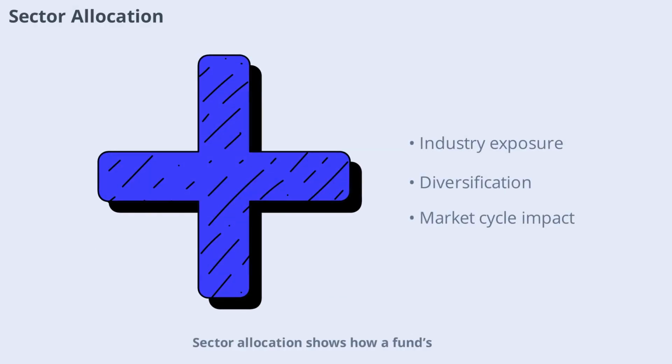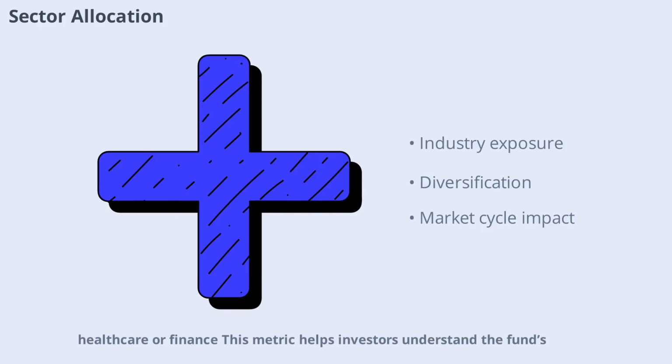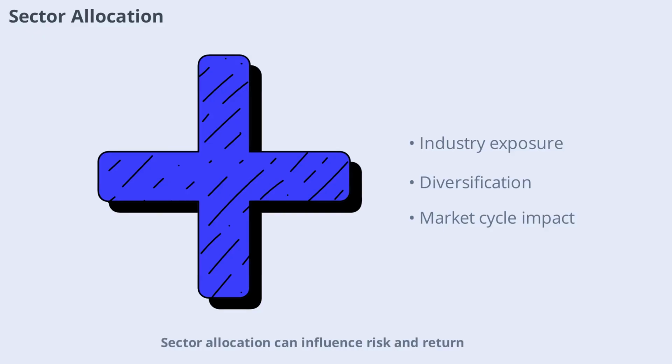Sector allocation shows how a fund's assets are distributed across different industries, such as technology, healthcare, or finance. This metric helps investors understand the fund's exposure to various economic sectors and assess diversification. Sector allocation can influence risk and return, especially during market cycles that favor certain industries.